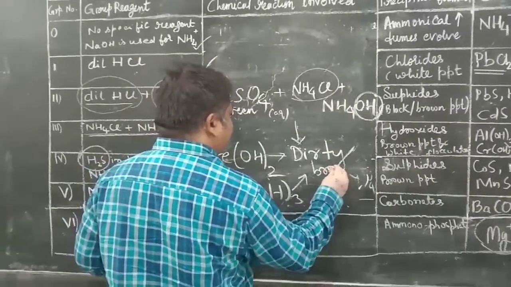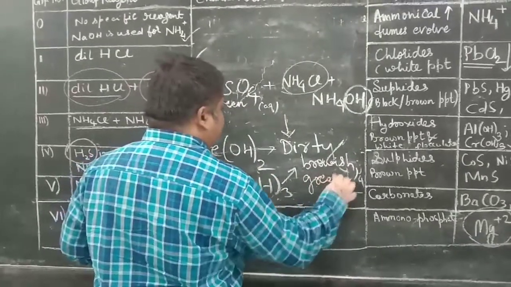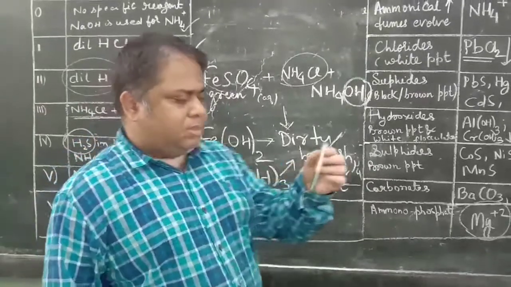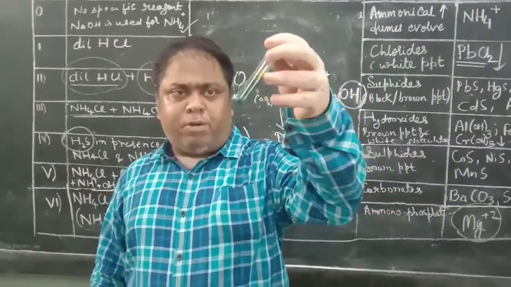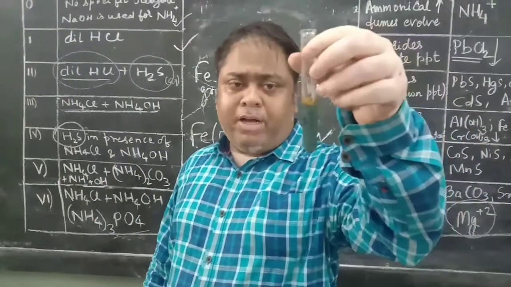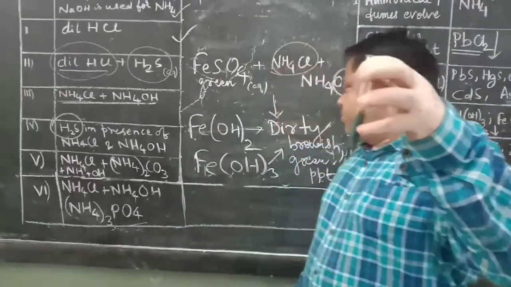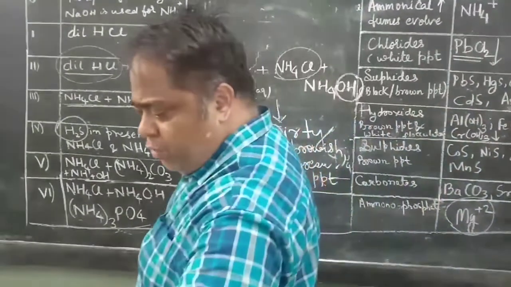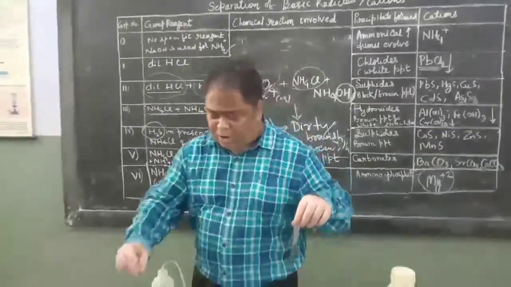The mixture gives a dirty brownish green precipitate. See, the brown color which is forming is due to the ferric hydroxide formed, and the green color is due to the ferrous hydroxide formed. So if we are given a ferrous salt, we should test it as a ferrous salt, not a ferric salt.